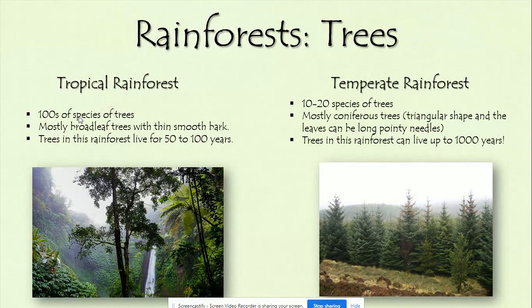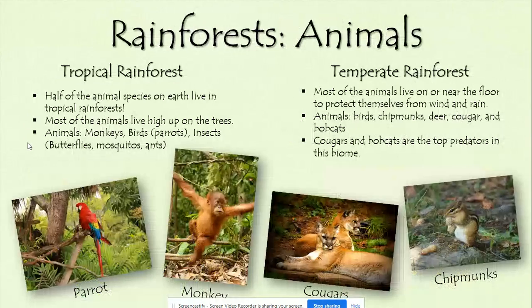They're mostly coniferous trees, which means they're like evergreen. They're triangular shape, and the leaves can be long, pointing needles. Trees in this rainforest, in the temperate forests, can live up to 1,000 years. That's a long time.